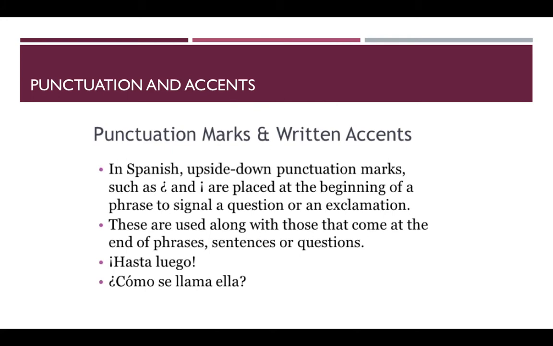So as I stated before, punctuation marks for exclamatory sentences and interrogatory sentences are upside down, and they're at the beginning and the end of the sentence. So if you look at my examples below, hasta luego, you'll notice that the exclamation point is inverted at the beginning, and it is also at the end, along with como se llama ella. So we have an inverted question mark, and we also have one at the end.